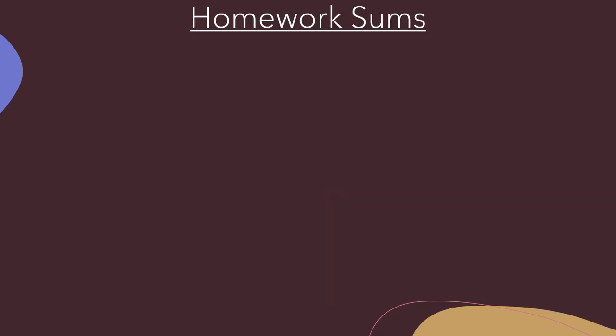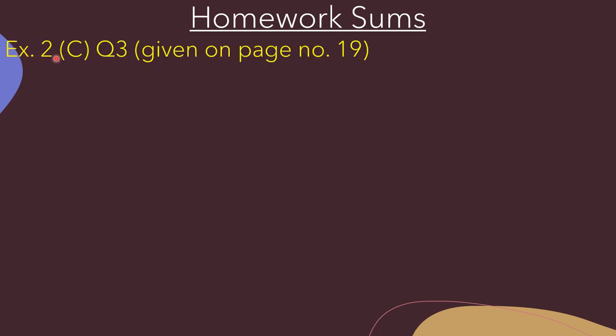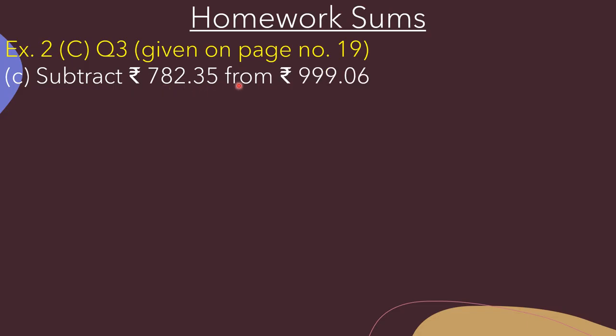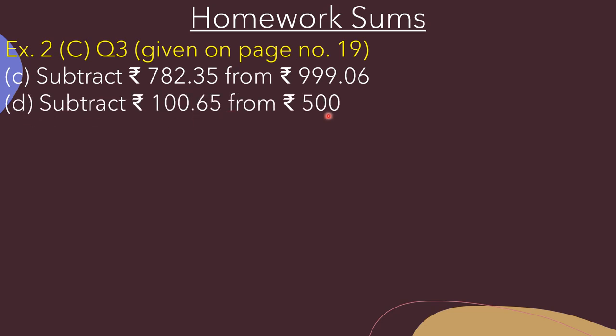Now beta, I am going to show you the homework sums which you have to do in your homework. Exercise 2C, question number 3, given on page number 19 in your book. C part, subtract rupees 782.35 from rupees 999.06. So here you need to write the amount that is given after from, which is bigger amount, that is 999.06, and then you have to subtract 782.35 from it. Now in D part, subtract rupees 100.65 from rupees 500.